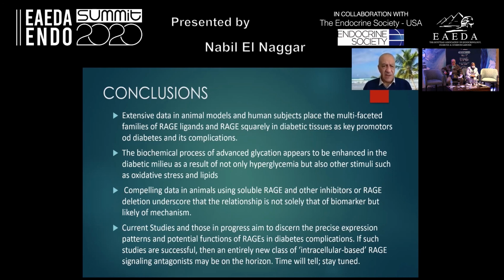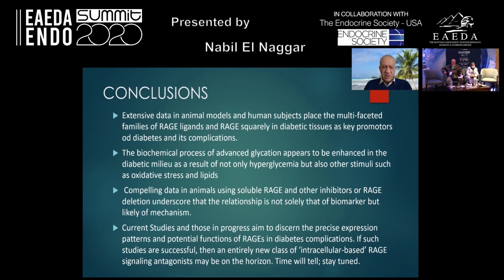We have extensive data in animal models and human subjects placing the multifaceted families of these receptors and their ligands in diabetic tissues as key promoters of diabetes and its complications. Again, we have compelling data in animals using soluble RAGE and other inhibitors or RAGE deletion that underscore that the relationship is not solely that of a biomarker, but likely of a mechanism.